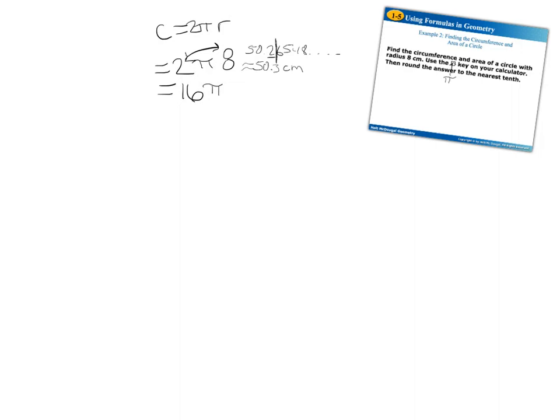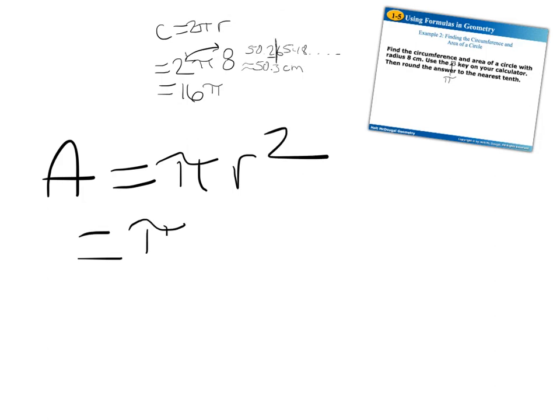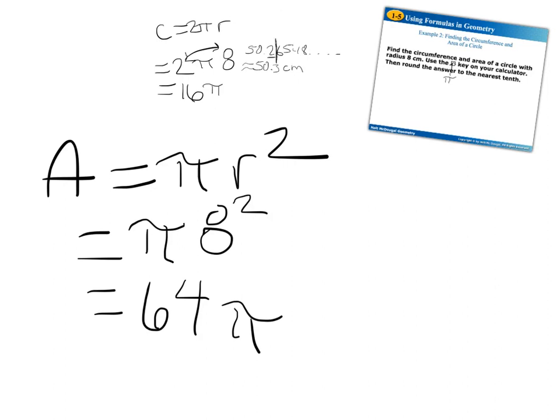Okay, so next we're going to find the area. Area is pi r squared. We've got pi, and we've got 64. Let me go ahead and write that as 8 squared. This is the same as 64 pi. Again, put your pi at the end of your answer. And then we're going to approximate 64 pi, and that's going to be about 201.1. And that's it.